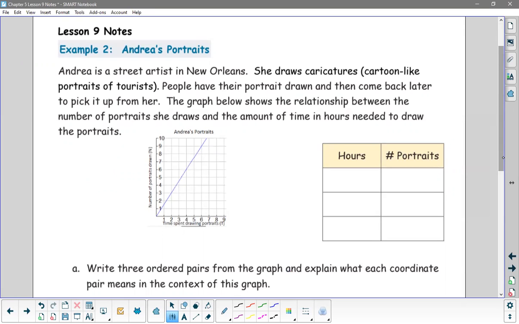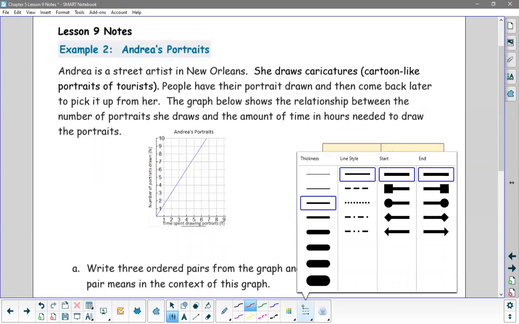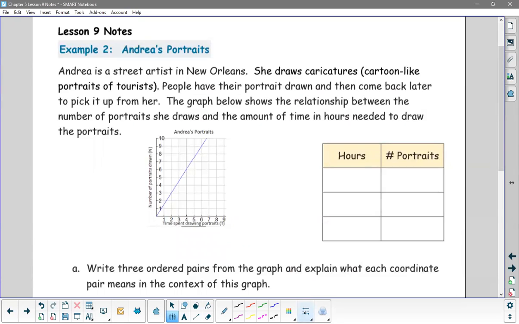And they gave us a graph this time. So if they give us a graph, it's actually a little easier, I think, because we don't even have to think about what's X and Y. We can just read it, right? The bottom is always your X and this is always your Y going vertical. So I already know what's my X and Y. Time spent drawing is my X, so that's hours. So over on the table, I can label that. And portraits is my Y. So that made that a little easier, I think. Okay. And we already know it's proportional because look, it's a straight line and it goes through the origin, right? So we do know it's proportional.